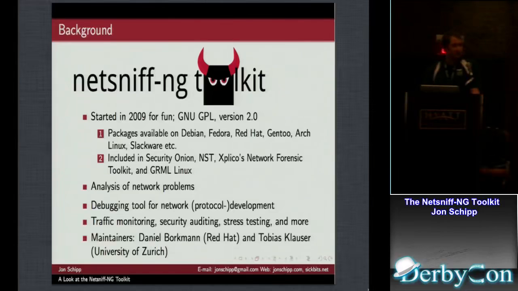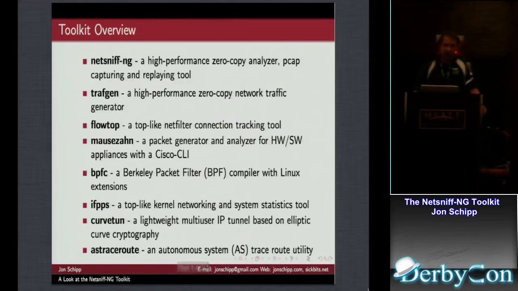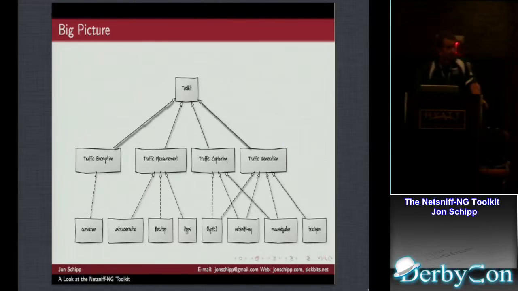But now we're at a good point, which we'll talk about later, where there are a lot of features and it's very stable, and so on and so forth. You can use the toolkit for network analysis, packet sniffing, traffic monitoring, security, performance metrics, all kinds of stuff like that. The toolkit has a bunch of tools, and today, you can quickly read over these if you need to, we'll talk about four of them: Netsniff-NG, TrafGen, BPFC, and FlowTop. Those are the main ones, particularly Netsniff-NG, TrafGen, and BPFC, but I will mention FlowTop briefly.